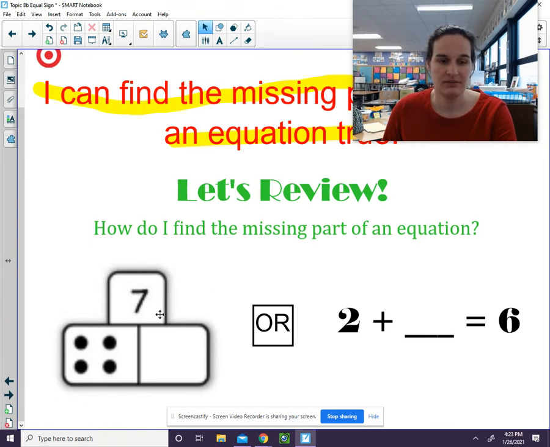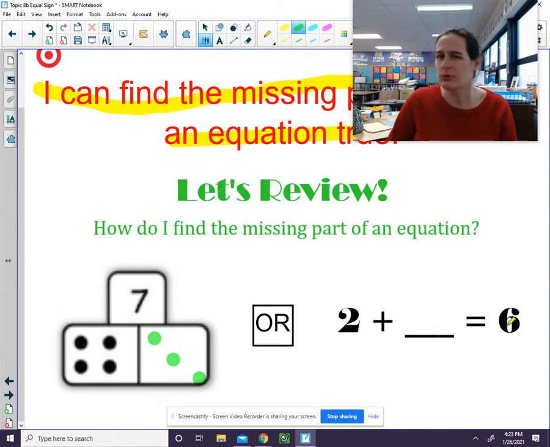We have 7 is our total. This is 4. And how many more to get to 7? When we did this before, we had 4, and we go 5, 6, 7. Well, it took us 3 more. Let's take a look at this one.